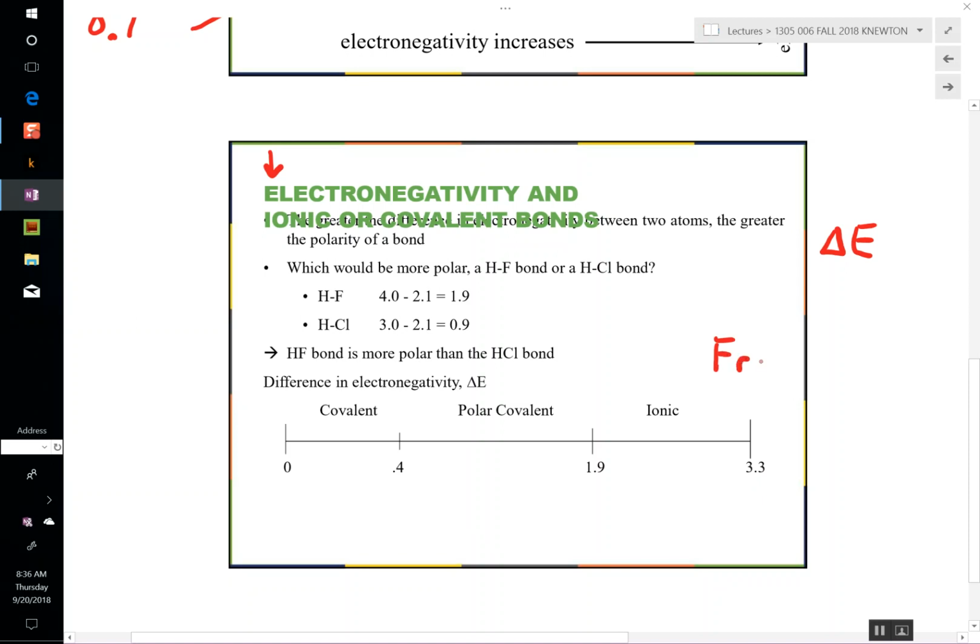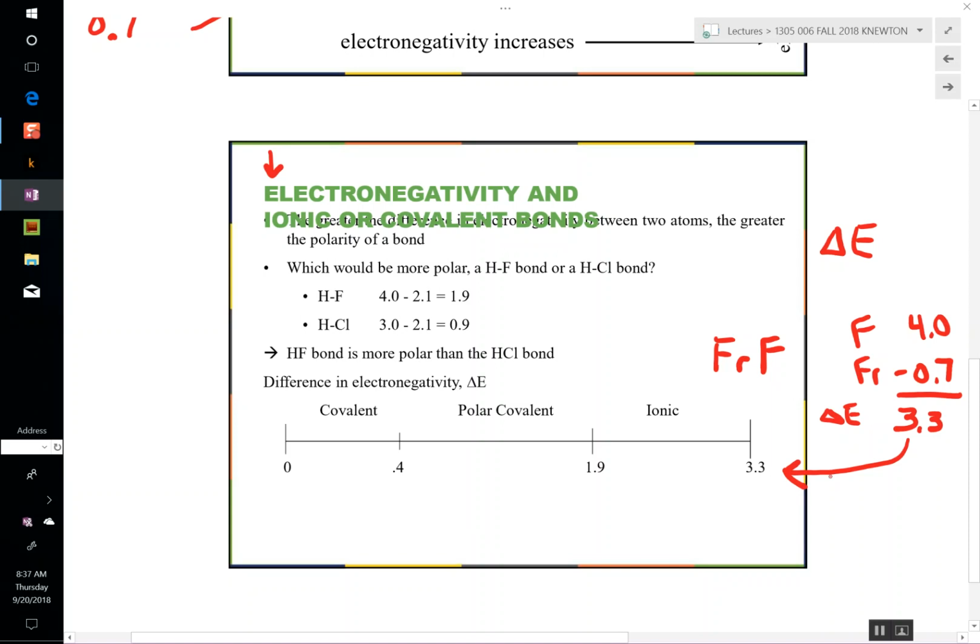We have francium. Let's consider francium fluoride. What if a compound formed between francium and fluorine? It's francium fluoride. What would be the difference in electronegativity? Well, fluorine has what? What's its electronegativity? 4. What is francium? 0.7. So when I say the delta E, I'm just saying what is the difference between those two numbers? 3.3. All right? And so that's why this scale ends at 3.3.